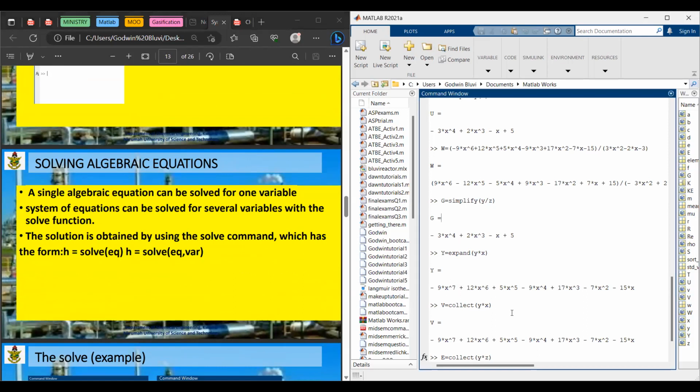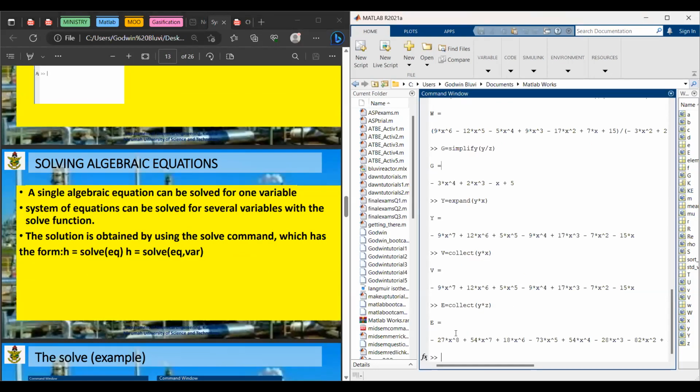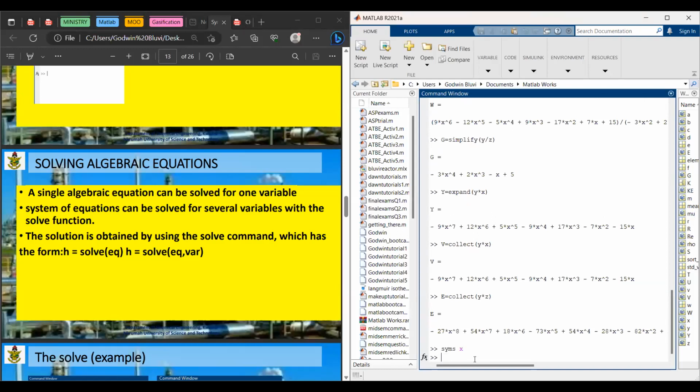So let's try that. You have something like that here. So let's give an example, syms x quickly. So y is equal to x squared plus 2. Let's do this, x squared plus 2.